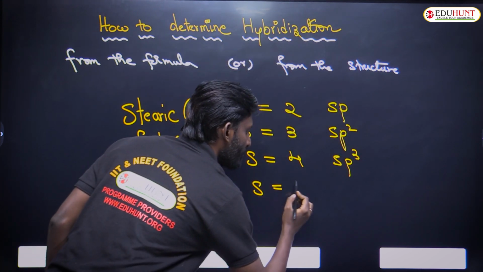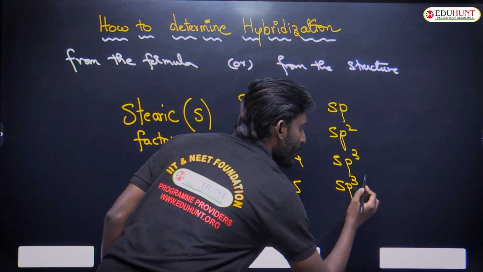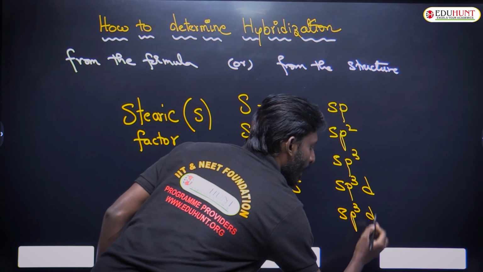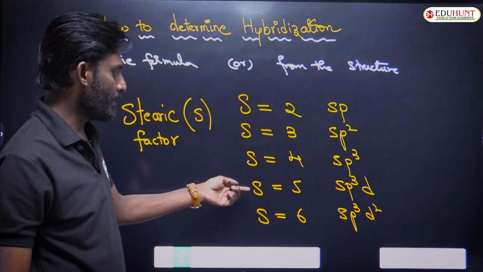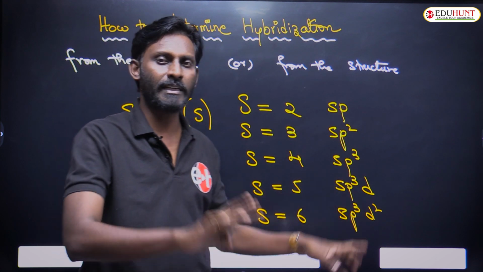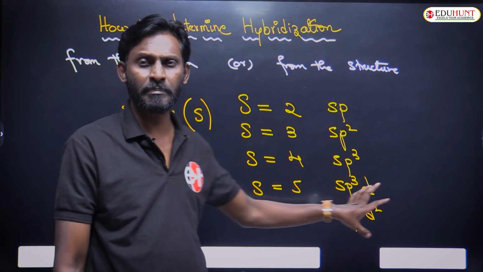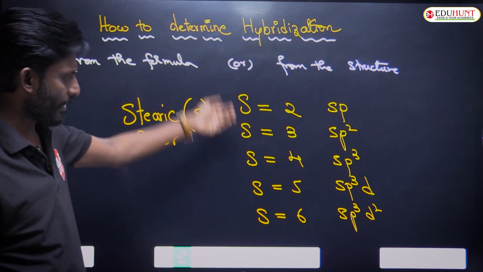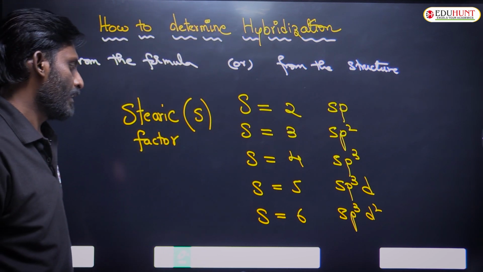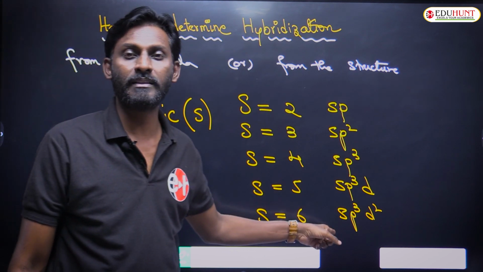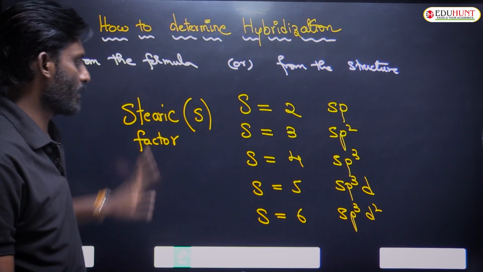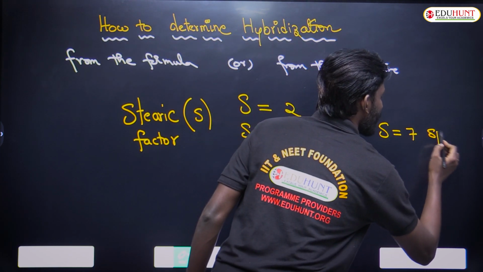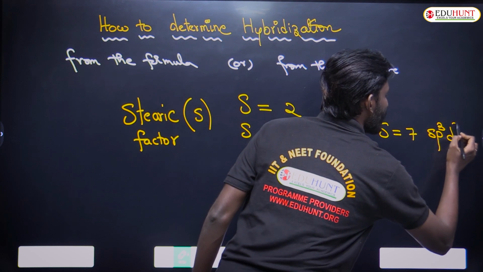If the S value is 5, sp3d hybridization. If the S value is 6, sp3d2 hybridization. In this, if the S value is 5, there can be dsp3 or similar; you will find that hybridization in the case of complex compounds. Let's learn about simple compounds for now. If the S value is 7, that hybridization can be sp3d3.